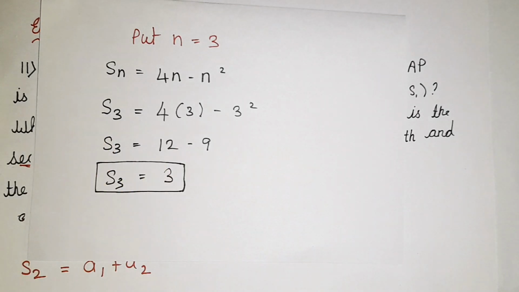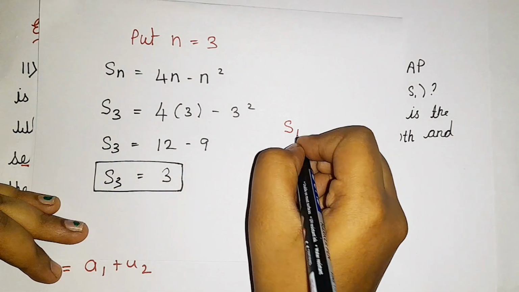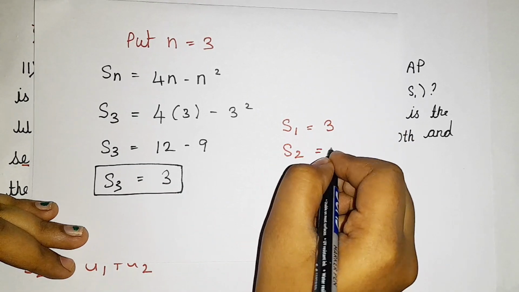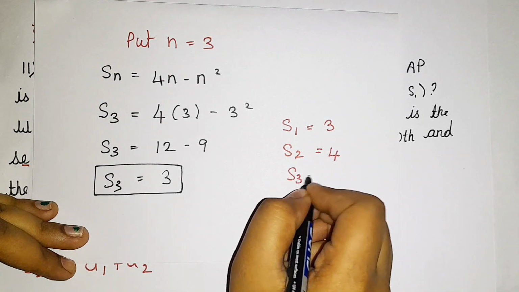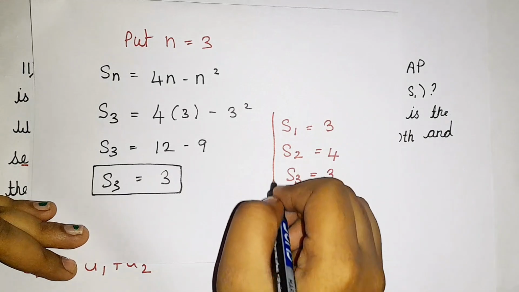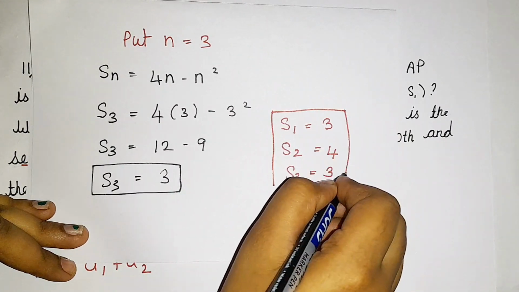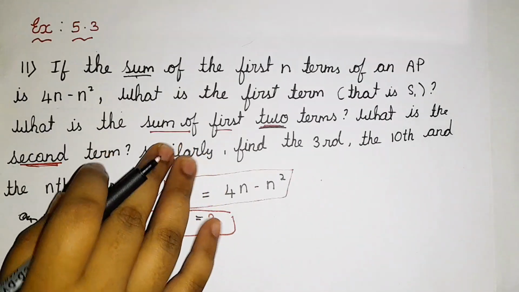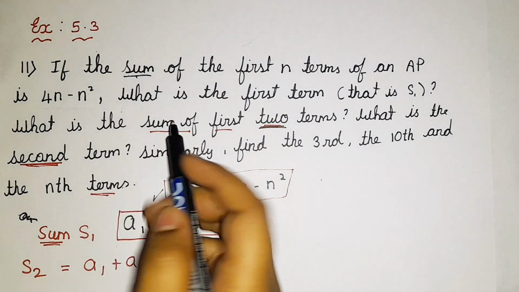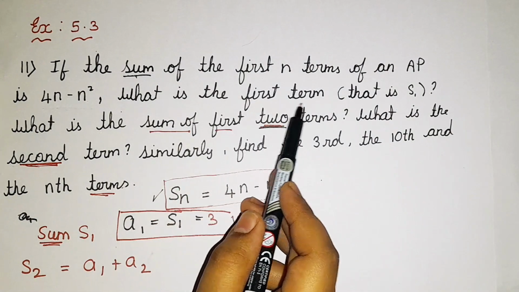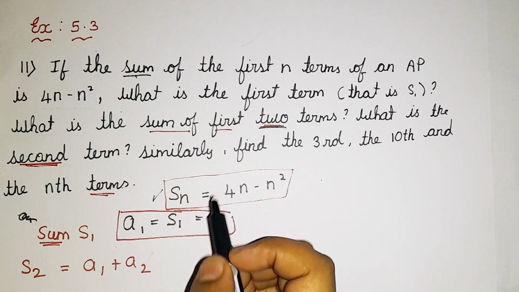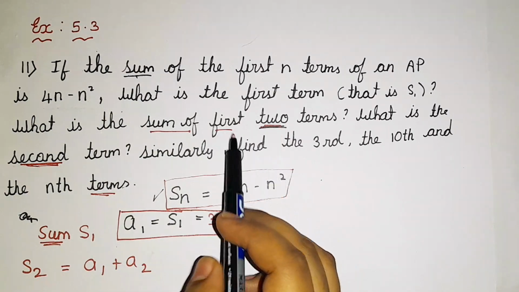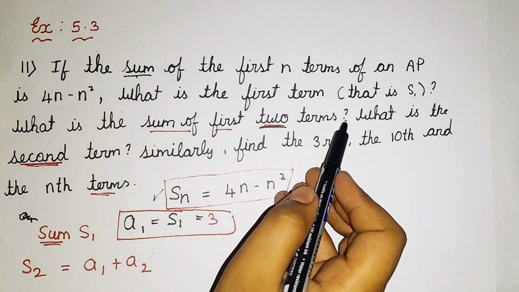Now we know the S1 value, so I'll write it here. The S1 value is 3, the S2 value is 4 and the S3 value is 3. It is really going to be useful for us. In the question they mentioned the first term, so S1 is 3, and the sum of the first two terms, S2, we got as 4. So till here we have solved it.